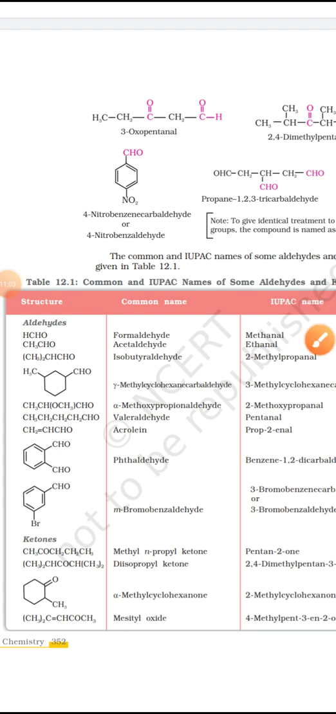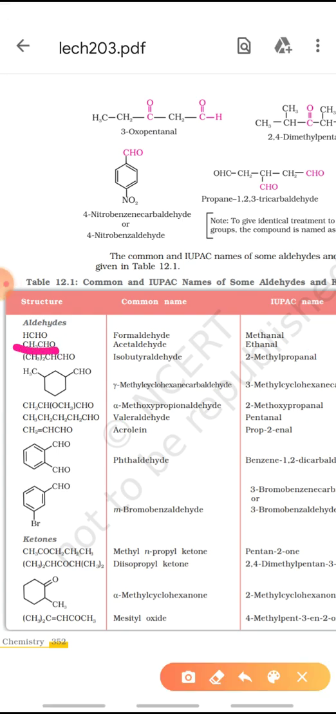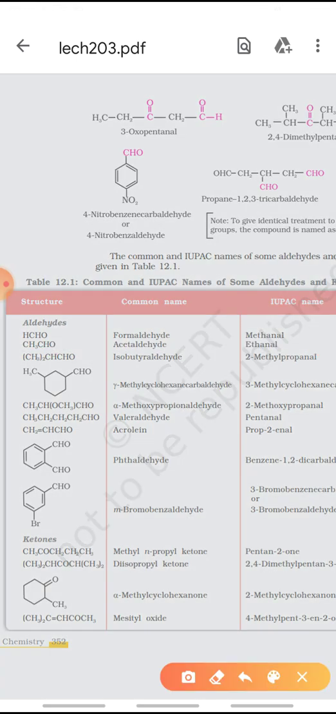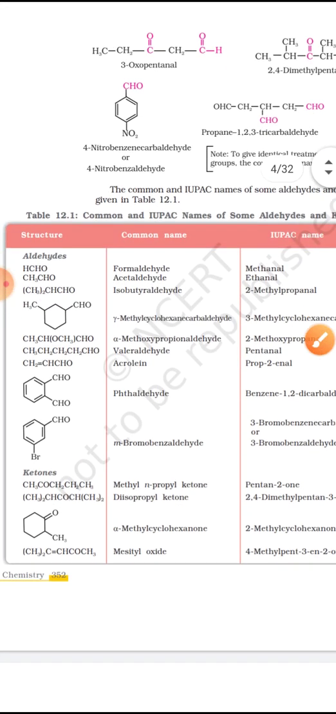Now next is, as I have already told you, the simplest aldehyde is HCHO, the common name is formaldehyde and IUPAC name is methanal. The second aldehyde is CH3CHO, that is acetaldehyde. The common name is acetaldehyde, but the IUPAC name is ethanal. Similarly, this one will be a carbon chain of 3 carbon atoms and a methyl group is attached on the second carbon. So it will be 2-methylpropanal. Now, you can write down the names.